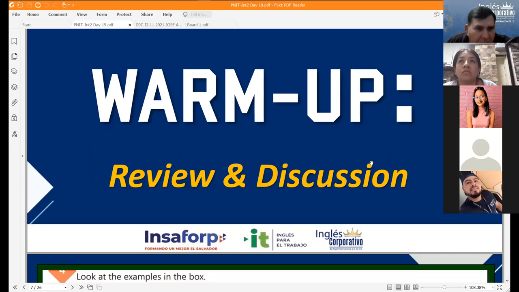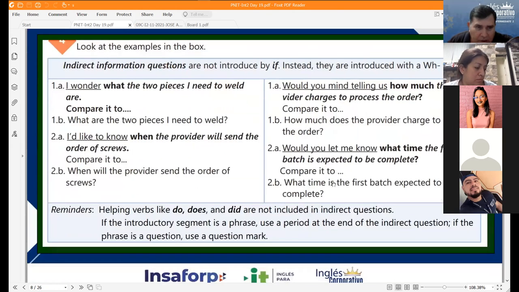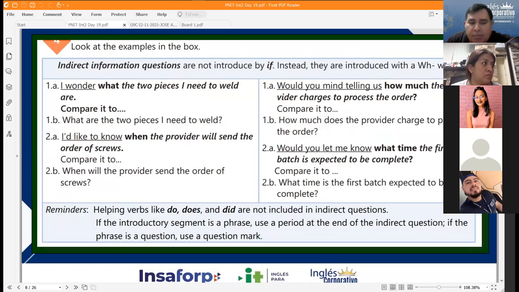In the warm-up, we have review and discussion. Look at the examples in the box. Indirect information questions are not introduced by if, as we studied yesterday. Instead, they are introduced with a WH word. Why? If the question is a yes/no question, it means that you answer yes, I do, no, I don't, yes, I can, no, I can't, or yes, I will, no, I won't, etc. A yes/no question is introduced by if.